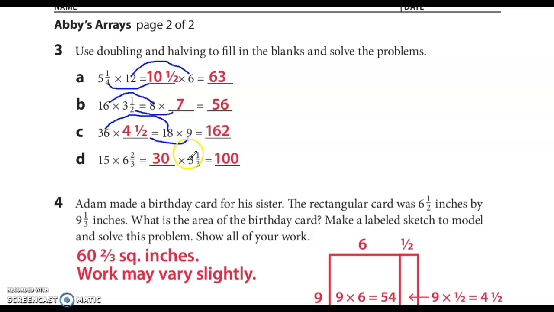The next one, 3 1/3. You're noticing that that is half of 6 2/3. So then you're going to want to double your 15. So 15 doubled is 30. 30 times 3 is 90. 30 times 1/3 is 10. Add them. 90 plus 10 is 100.